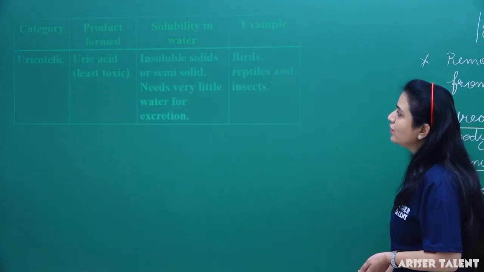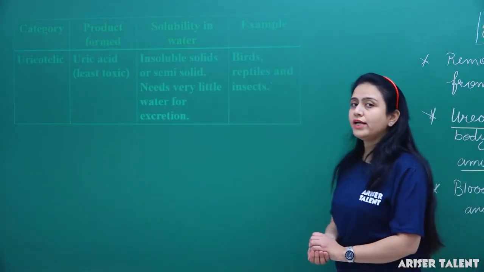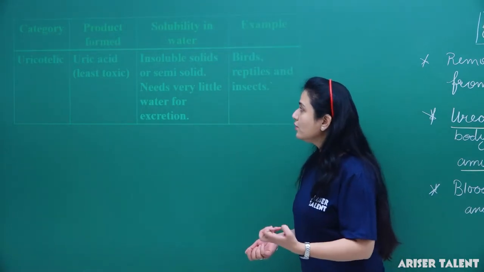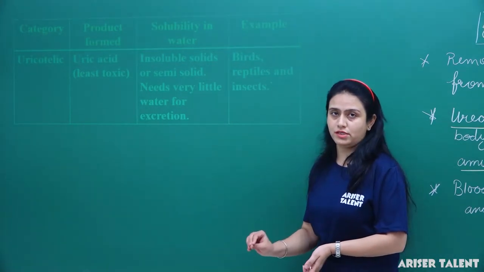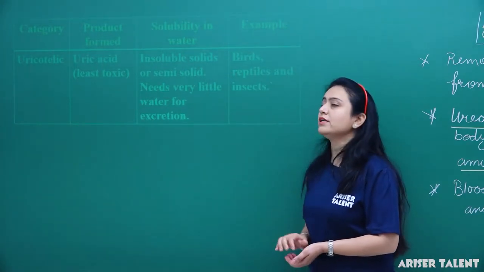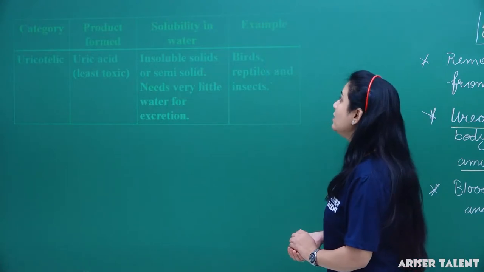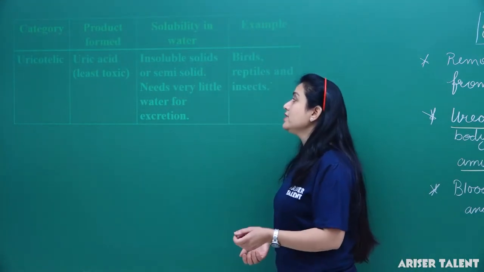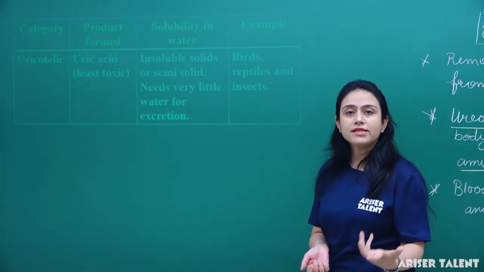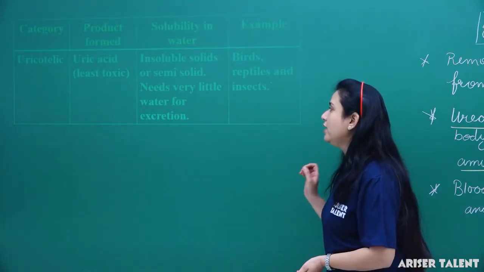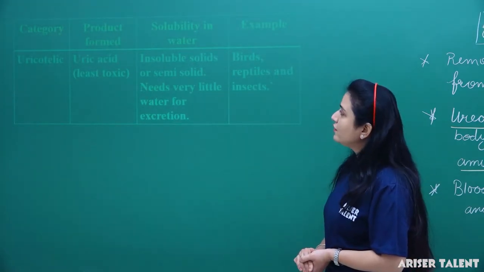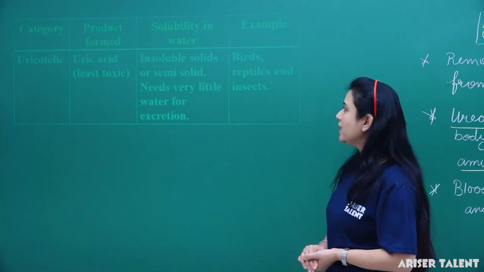Next is uricotelic. They are called uricotelic because the excretory product is uric acid, which is the least toxic. In terms of solubility in water, these are insoluble solids, or semi-solids, and they need very little water for excretion. Examples of uricotelic animals are birds, reptiles and insects.